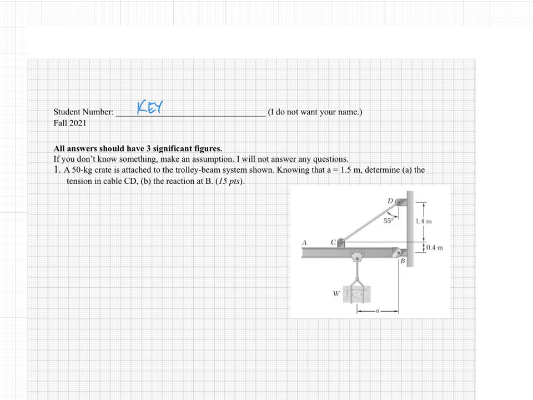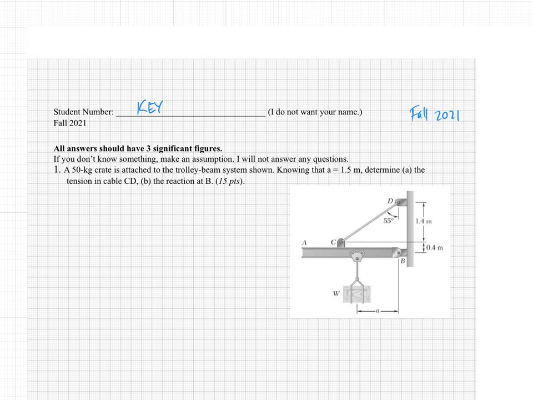Okay, so this is the key for fall 2021. I don't know where this word went. So yeah, we're going to go ahead and solve this sucker. We'll work this step by step, and I'll just talk you through it.